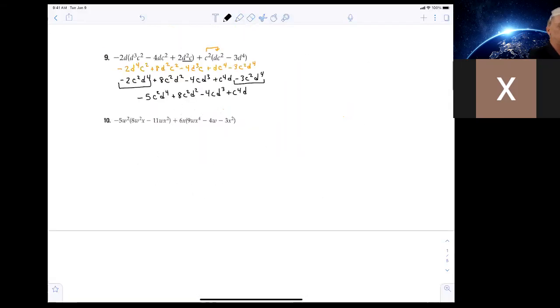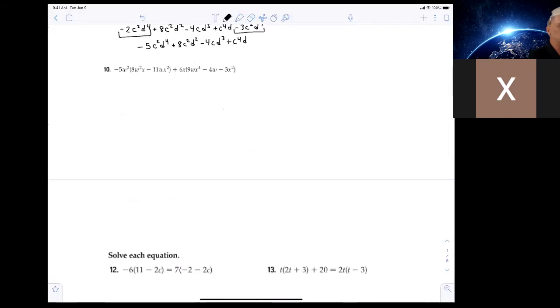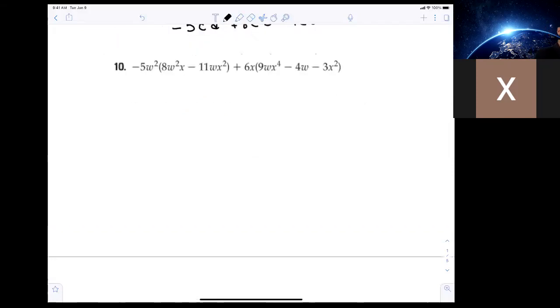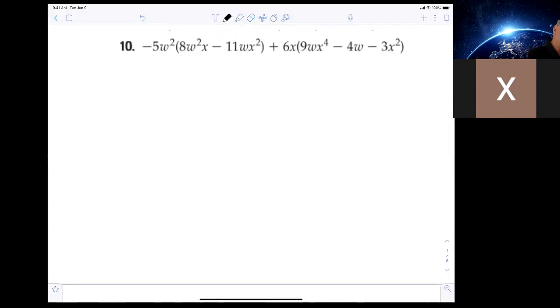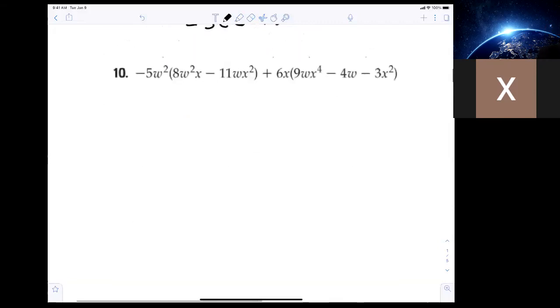All right, let's find number 11. There is no 11. All right, so let's just do 10. One less problem to do over the weekend. All right, so here we go. Distribute.